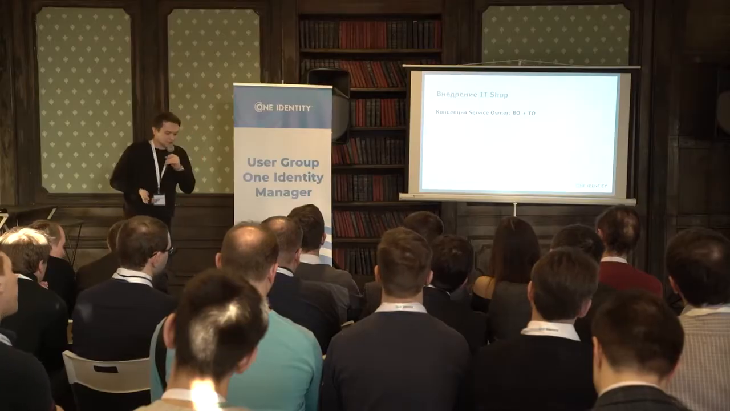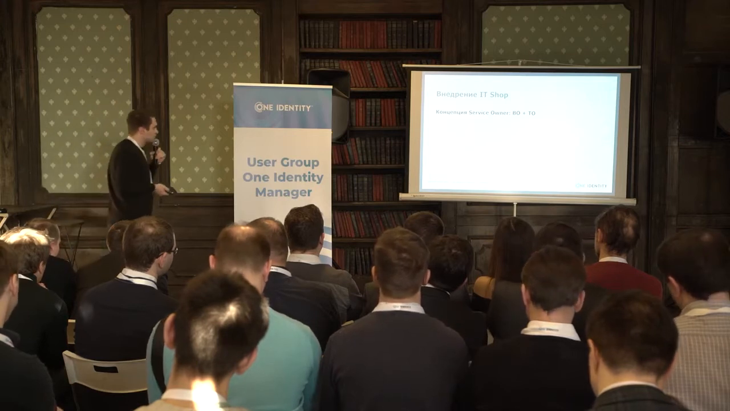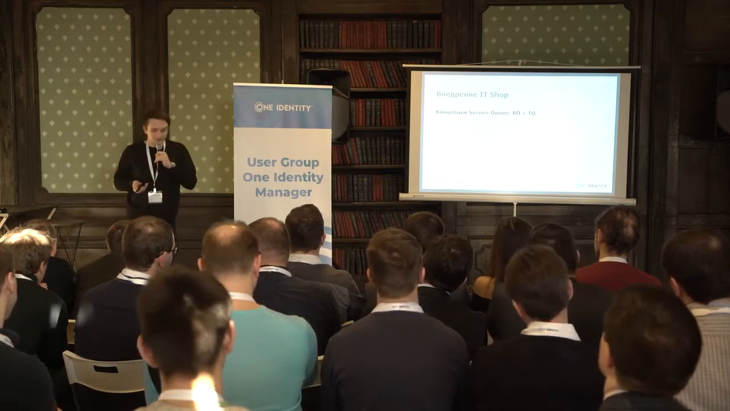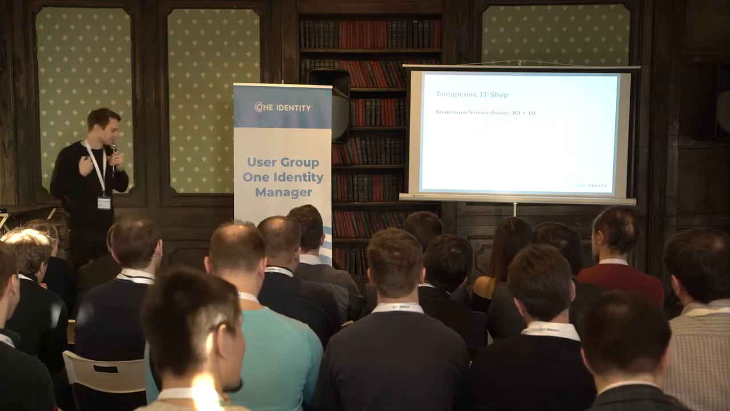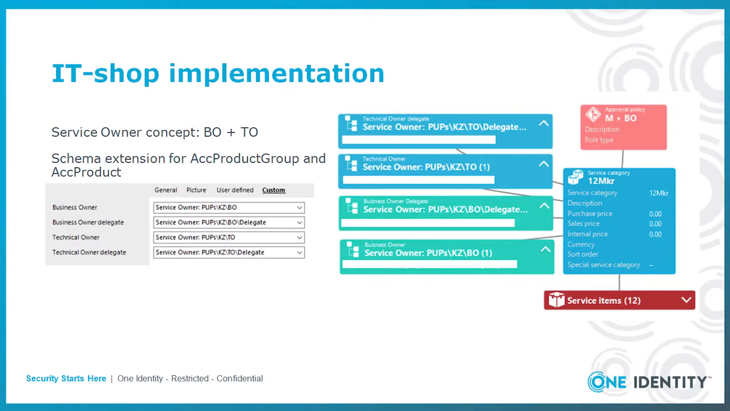We have the business owner approval or delegation, and also approval from TO or delegation from TO. In the standard shop, they use the product owner notion, but it didn't work well for us because we had to simplify this, because we're not experts on the extra functions provided by One Identity, but we knew what we wanted. So we had to address workflows using the business owner and technical owner notions.